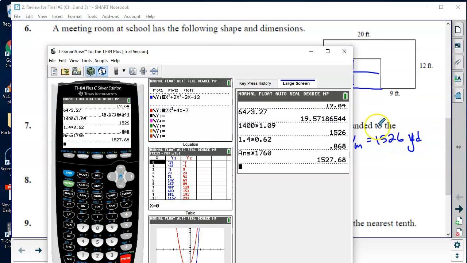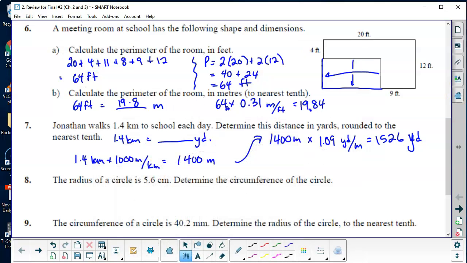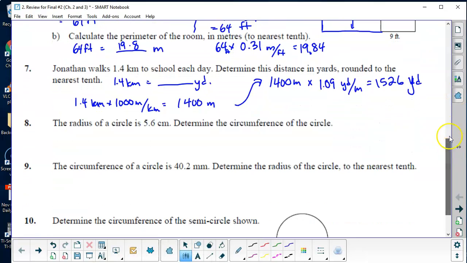And that's just because the conversion factors that we're using in the back of the book only go to 2 decimal places, where really they should be going further, right? More accurate, but we're just keeping it to the 2 in the chart.